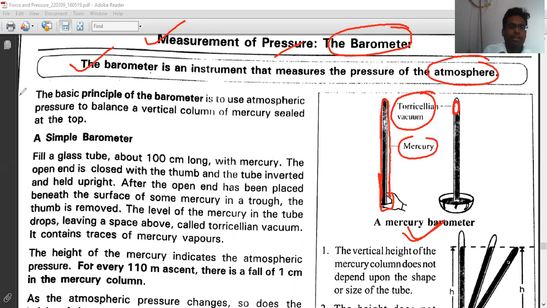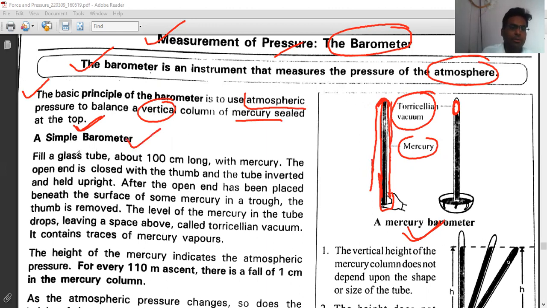Now look at the principle of the barometer. It is used to measure the atmospheric pressure by balancing the vertical column of mercury sealed at the top. So it is sealed at the top so that we can measure the atmospheric pressure by using the mercury as a sensor.